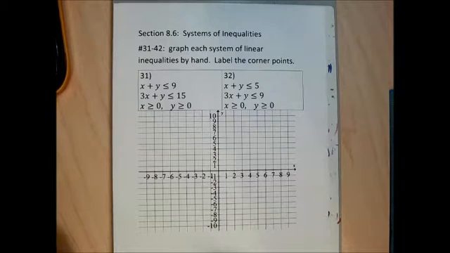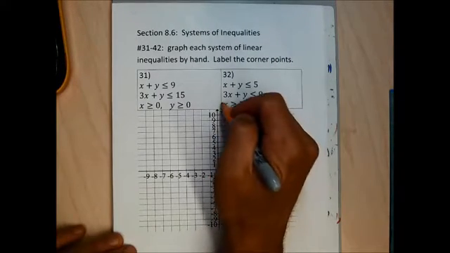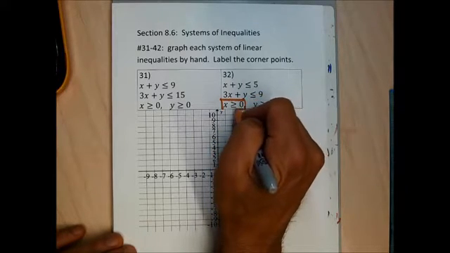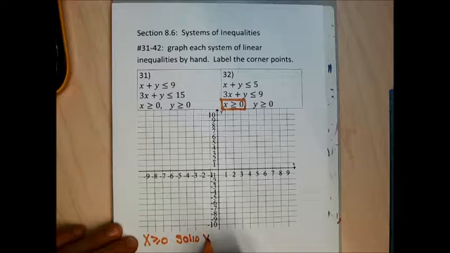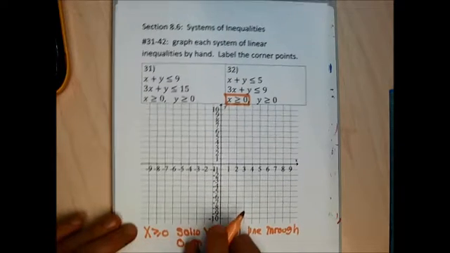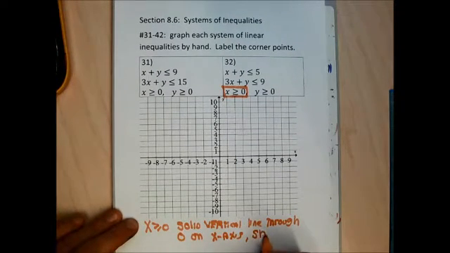I can't fit your 31 on mine, so I'm going to do 32. And to do 32, I'm going to start off doing the easy inequalities. I'm going to start off doing x is bigger than or equal to 0 first. And for x bigger than or equal to 0, I'm going to draw a solid vertical line through 0 on the x-axis, and for x's greater than, you shade right.